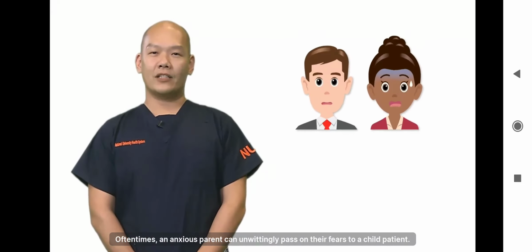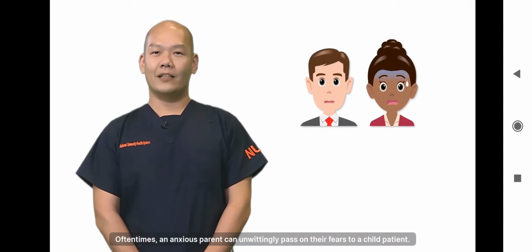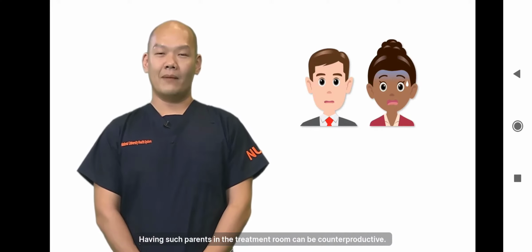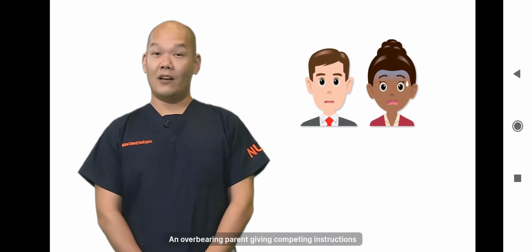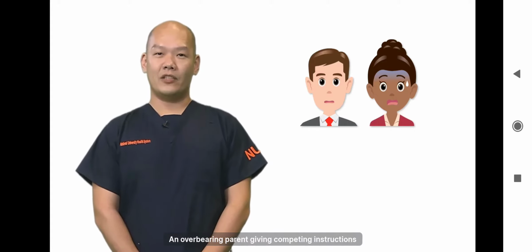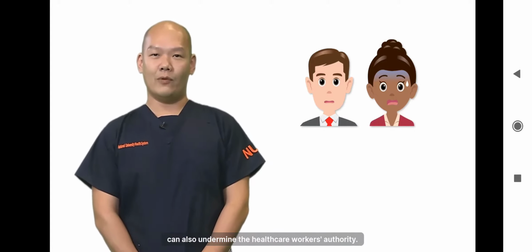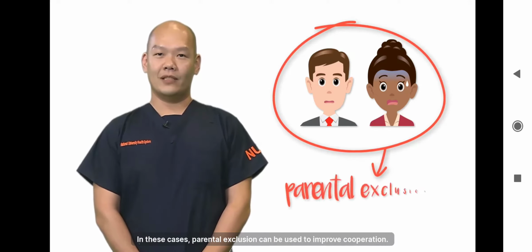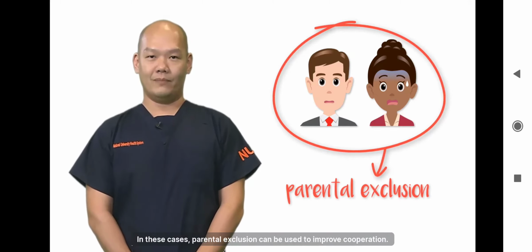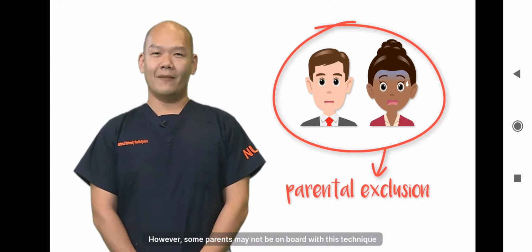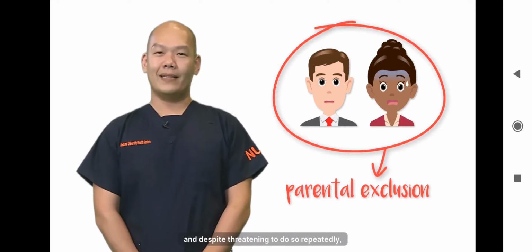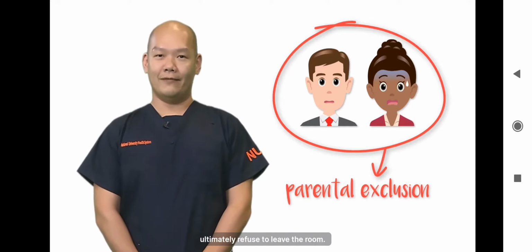Oftentimes, an anxious parent can unwittingly pass on their fears to a child patient. Having such parents in the treatment room can be counterproductive. An overbearing parent given competing instructions can also undermine the healthcare worker's authority. In these cases, parental exclusion can be used to improve cooperation. However, some parents may not be on board with this technique, and despite threatening to do so repeatedly, ultimately refuse to leave the room.